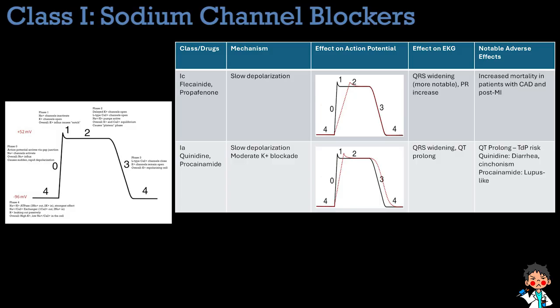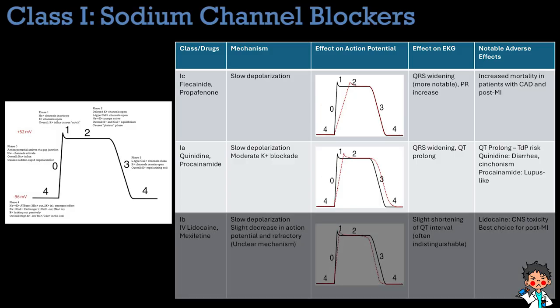In addition, occasionally USMLE has tested on the fact that quinidine can cause cinchonism, which is a combination of tinnitus, blurred vision, headache, and nausea. That's just one of those annoying side effects you have to remember. So quinidine, cinchonism, make that connection. I've also noted here that procainamide can cause a lupus-like reaction. Not super high yield, but it's come up from time to time.